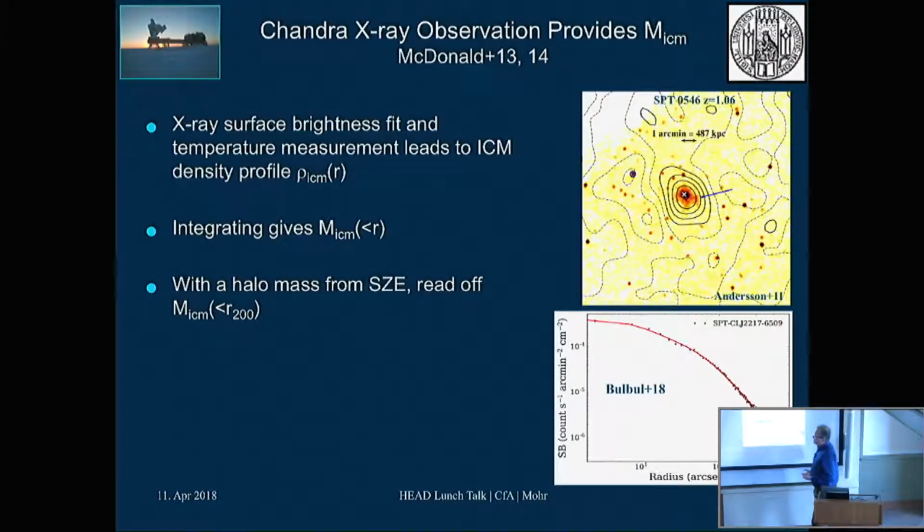For ICM masses, you know that they come from X-ray surface brightness profiles and X-ray temperatures, from Chandra or XMM typically. In this case, all from Chandra. So we can solve for the ICM density as a function of radius. We can integrate that to give us the ICM mass within a radius. And then, with the halo mass information, we can calculate the R200 and pull out the mass. So that's basically what we do.